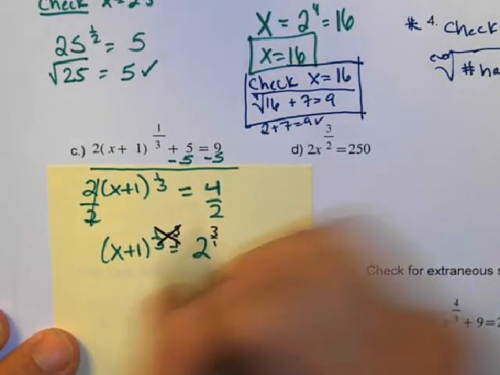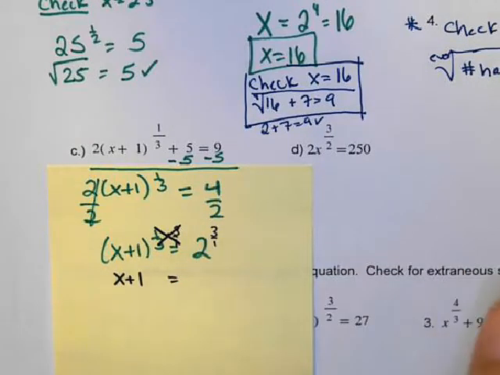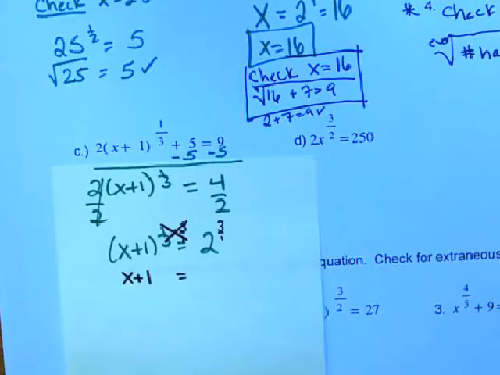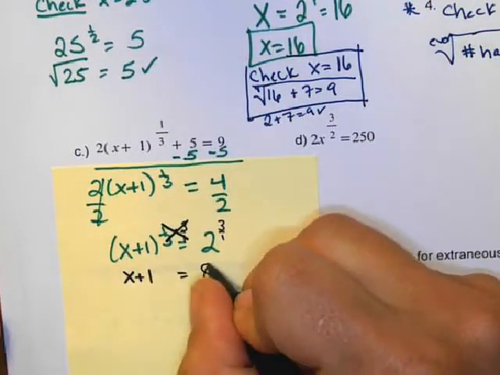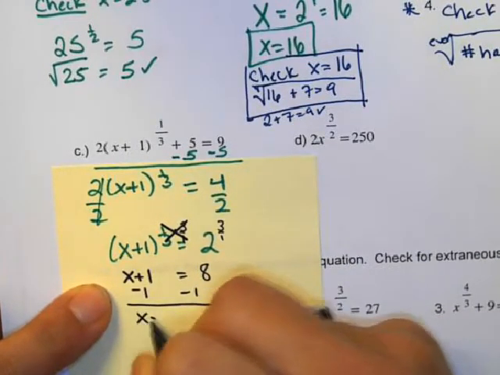Okay, so these cancel each other out, and I'm left with x plus 1, and then I do 2 to the 3rd power. 2 to the 3rd power is 8. 2 multiplied 3 times is 8. And then I still have some solving to do because I'm solving for x. I'm subtracting 1 here, and I get x equals 7.